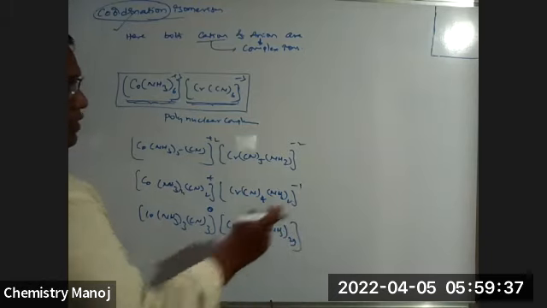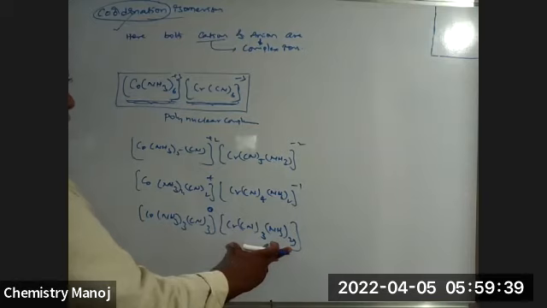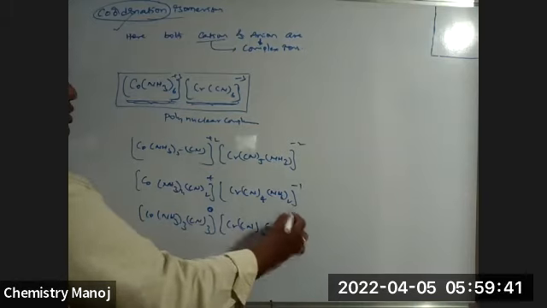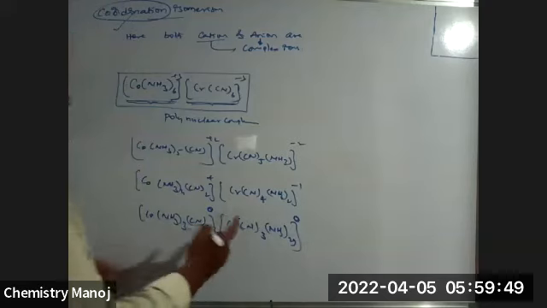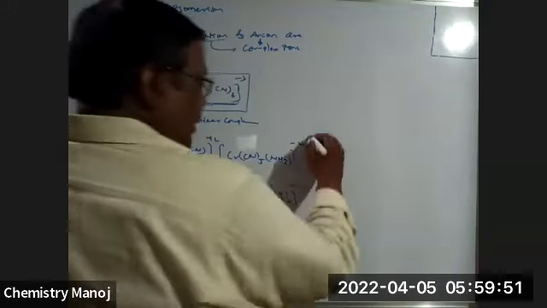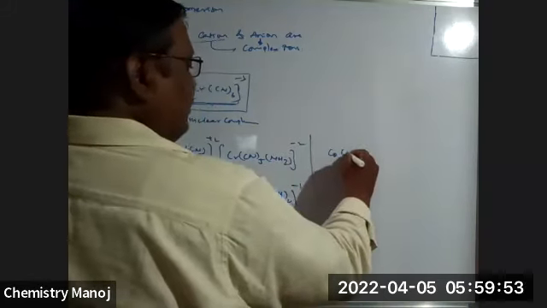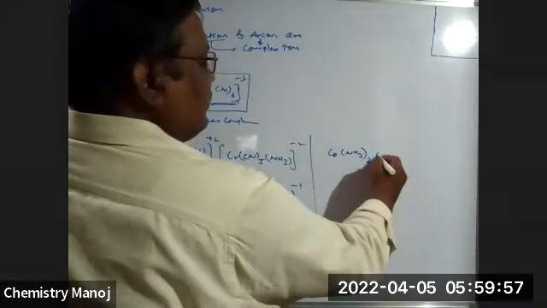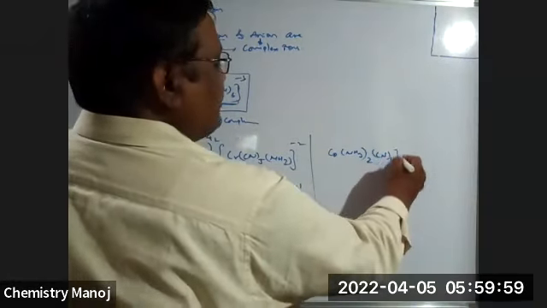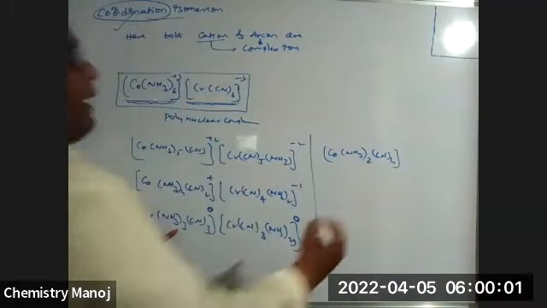Does this have any charge? No charges. It is the same compound. Next, see once again, exchange. Now Co(NH3)2 (CN)4 minus 1. Correct?